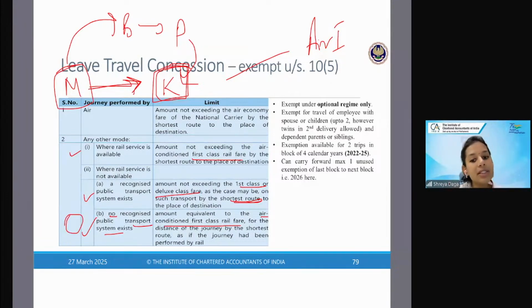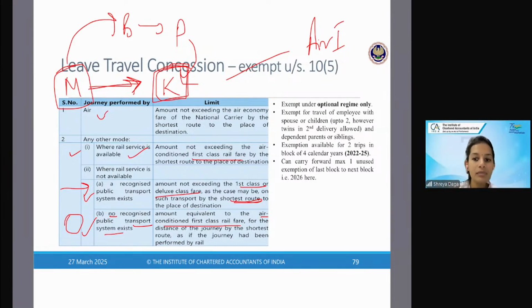The AC first class fare, you take that. So if you go by air, then you take the economy fare of the shortest route. If you go by railways, then you take the first class AC rail fare. And where rail is not available and you've taken any other mode, then take the first class deluxe fare. And if there is no transport available also, then you take the first class AC rail fare, had the journey been taken by rail.